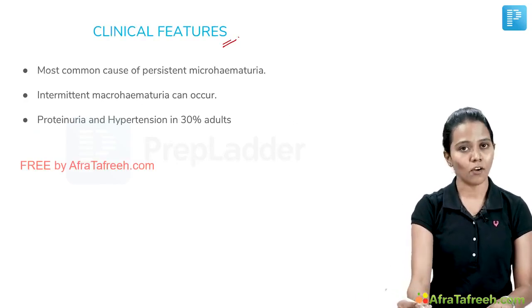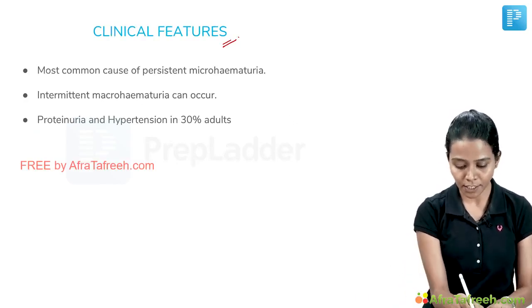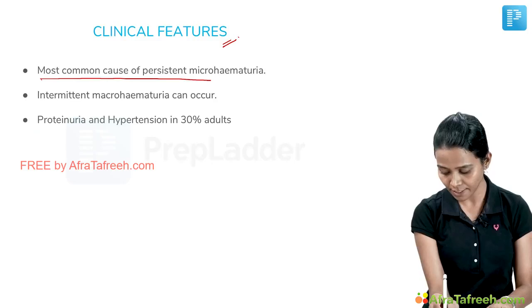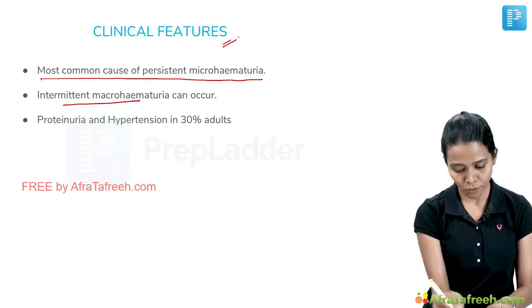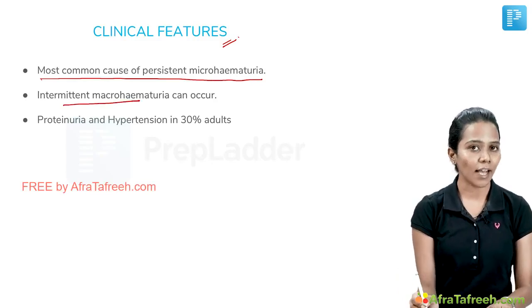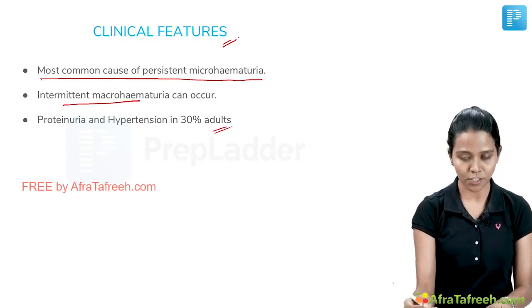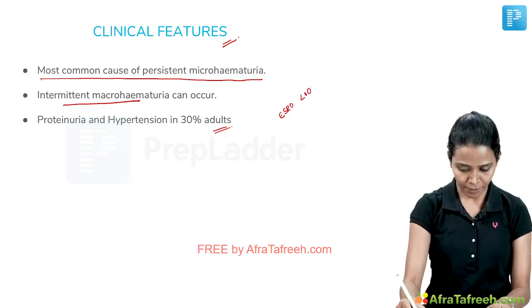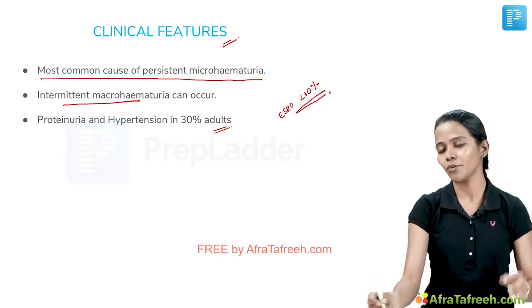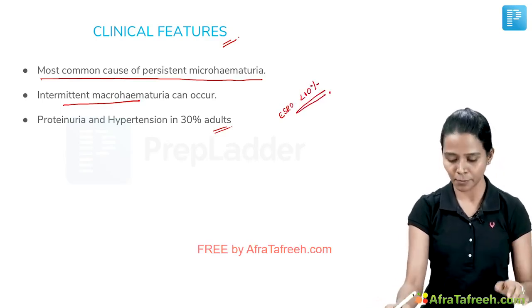Clinical features of thin basement membrane nephropathy. It is the most common cause of persistent microhematuria. Okay, intermittent macrohematuria also can occur. Proteinuria and hypertension is seen in 30% of adults. ESRD is seen in less than 10% of adults.